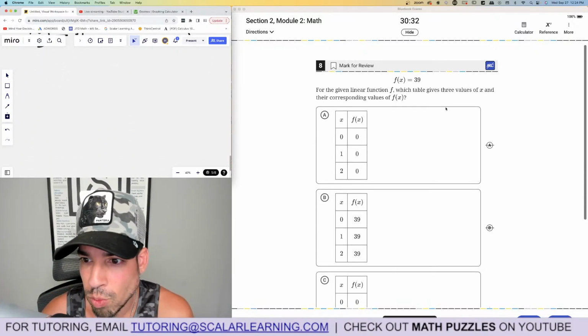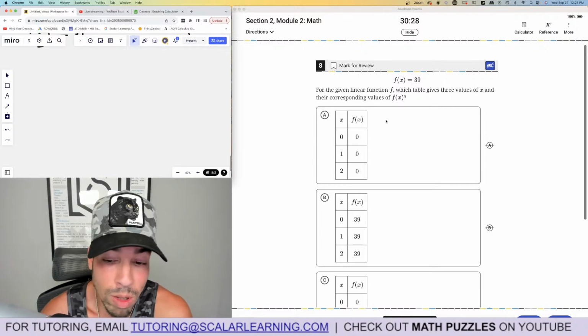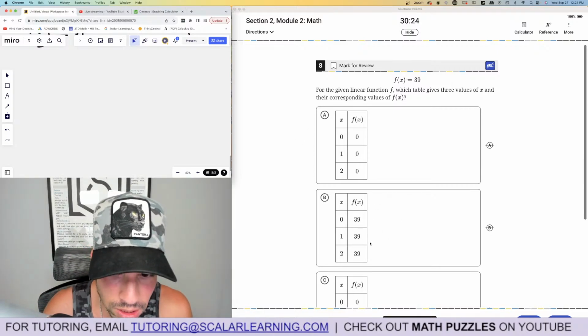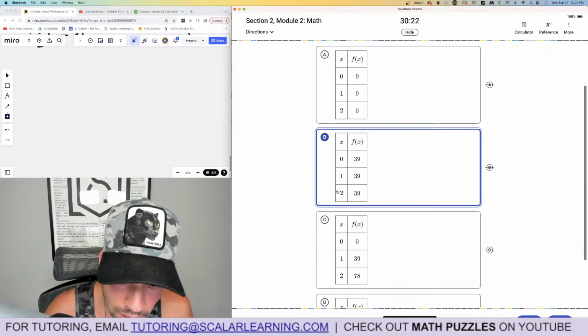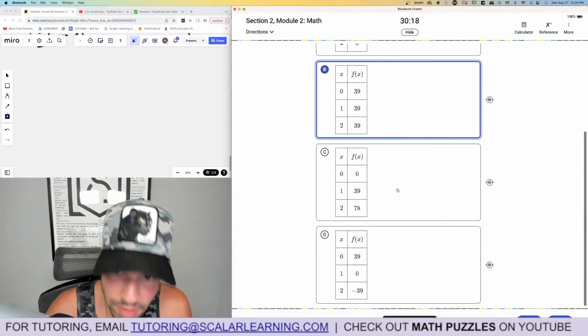For the given linear function, which table gives 3 values of x and their corresponding values of f of x? Well, it's just f of x equals 39. So all the function values should be 39, and regardless of the x values, it's got to be B. It shouldn't be a 0 in there, shouldn't be a negative 39 or a 78. So B is the winner.